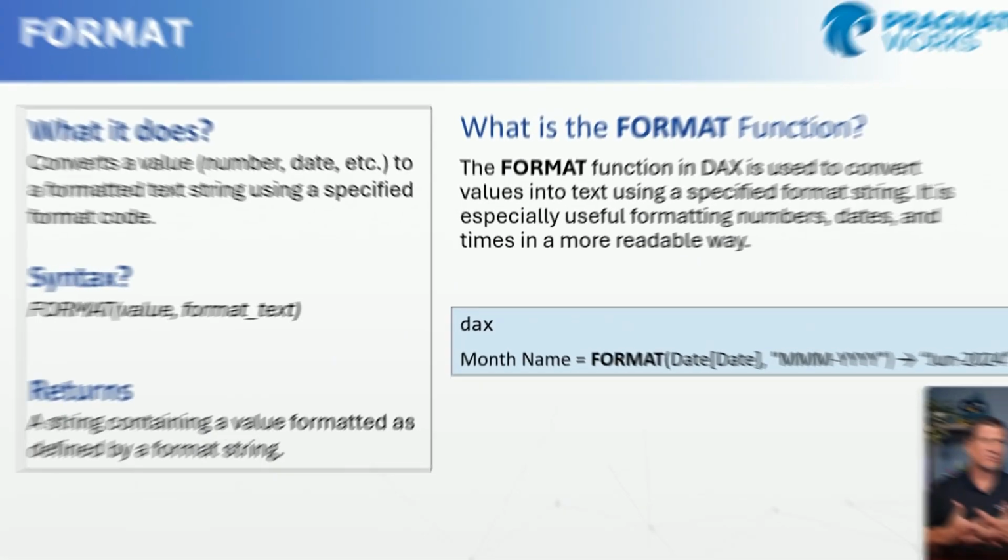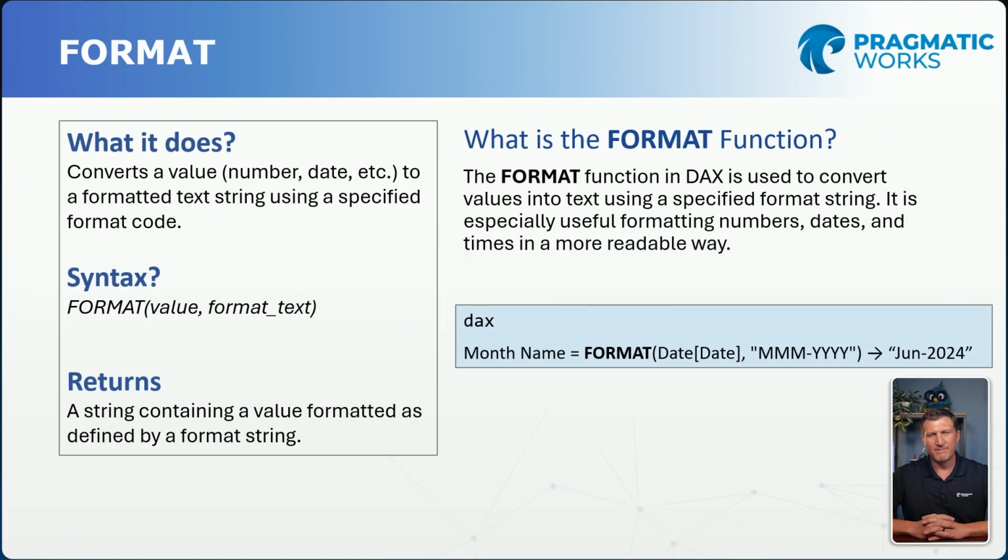Format converts a value, such as a number or date, to a formatted text string using a specified format code. And I will show you where to get that code from. We do need to go get it from the Microsoft website, or from a DAX guide somewhere. The syntax is format followed by the value and then the format code that we go find.